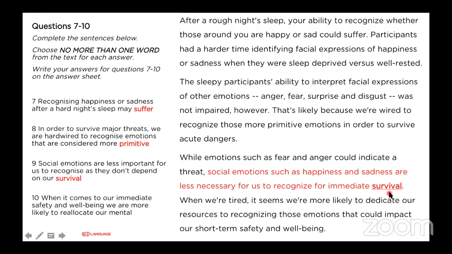Some people wrote both words, immediate survival, and this would be considered incorrect because if you look at the instruction, it says no more than one word. So in fact, you had to choose the noun there, survival. Number 10, when it comes to our immediate safety and well-being, we are more likely to reallocate our mental what? Our mental resources. We're more likely to dedicate our resources, and so on. Suffer, primitive, survival, and resources were the correct answers. If you write resource singular, it would also be considered incorrect as well.